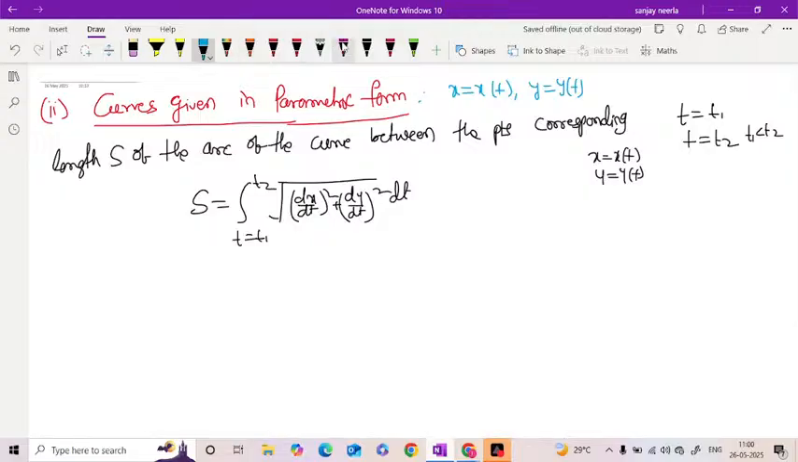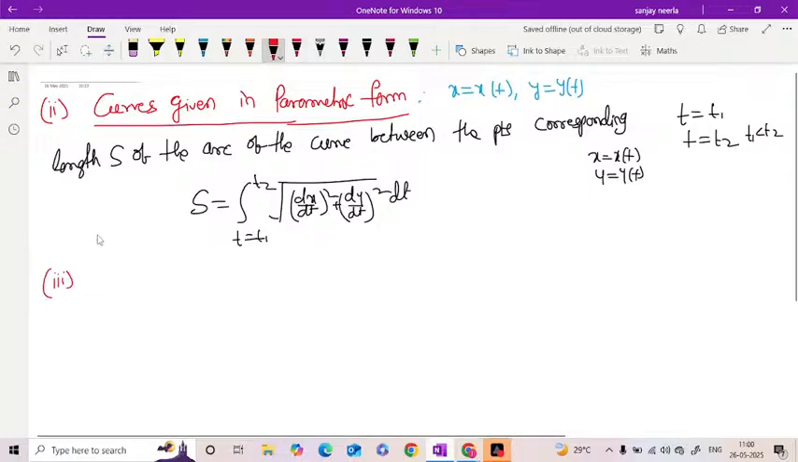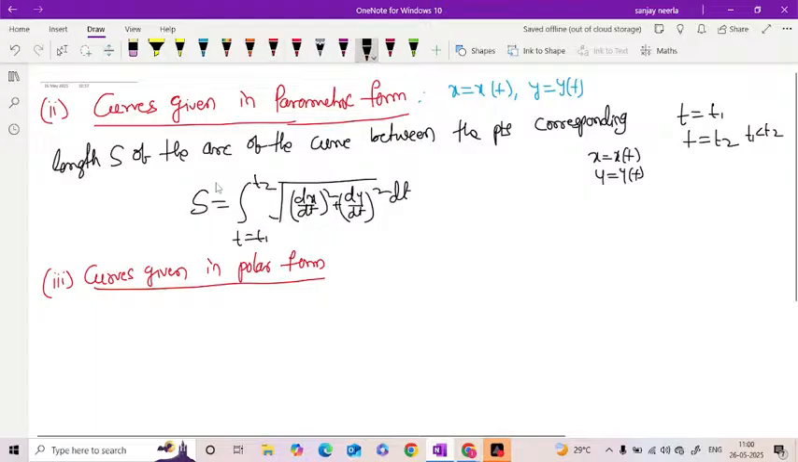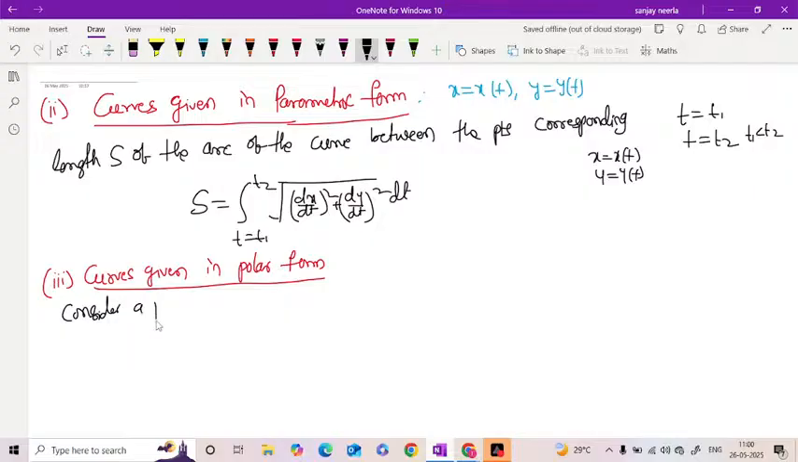Next, we have the third and fourth. So that is the polar form. I think we have seen polar form in the previous classes. So curves are given in polar form. So here consider the polar curve r is equal to function of theta.